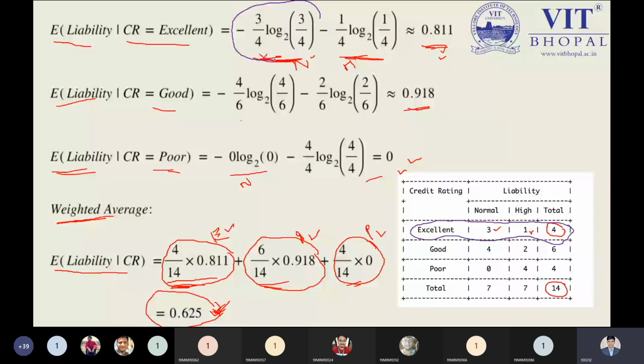And next we have the high. So this value is generated for the high. We are getting the value with respect to the excellent credit rating. So we are measuring the liabilities with respect to the excellent credit rating. Same thing we will do for good, and the same thing for poor. After getting these values, we have the three different credit rating values, the entropy with respect to the liabilities, that is the liabilities given credit rating. So we got each and every value. And after getting these values, we have an important term, that is the weighted average.